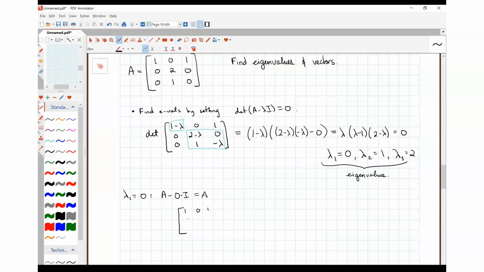So we've got 1, 0, 1, 0, 2, 0, 0, 1, 0 times our eigenvector is equal to the 0 vector. And I think you can see if I just did one row operation, let's do row 3 minus a half of row 2. That'll get me to this system: 1, 0, 1, 0, 2, 0, 0, 0, 0.